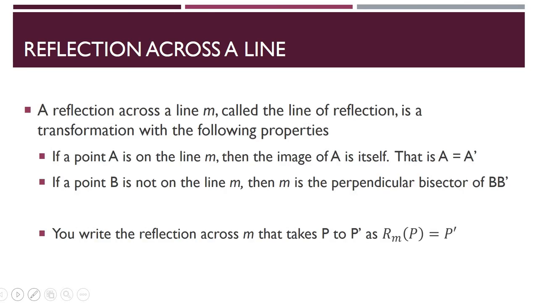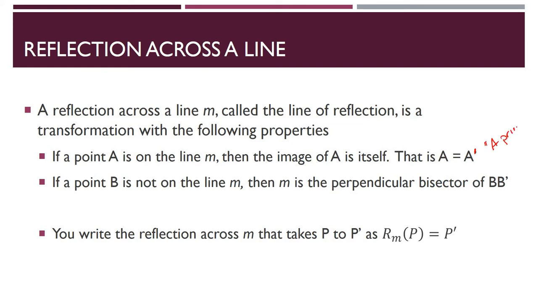And I'm going to have you write all this down. It won't make a lot of sense until we go on to the next slide or so. But a reflection across a line M, called the line of reflection, is a transformation with the following properties. If a point A is on line M, then the image of A is itself. That is, A is A prime. And that's not really an apostrophe, it's a straight line. A is A prime, and that's how we read this.